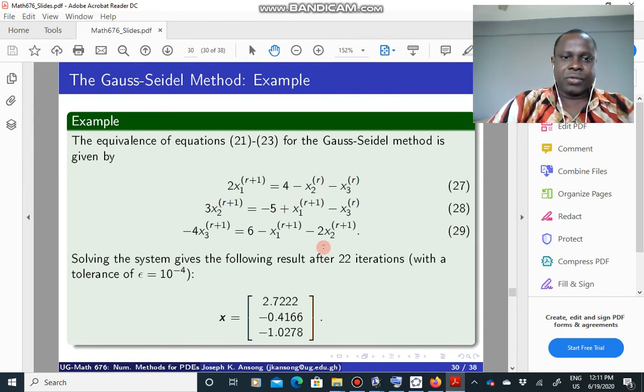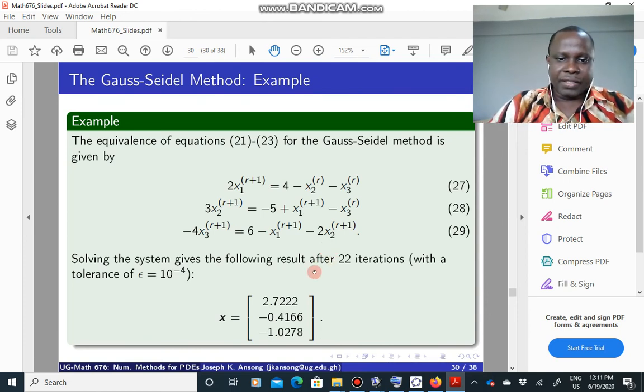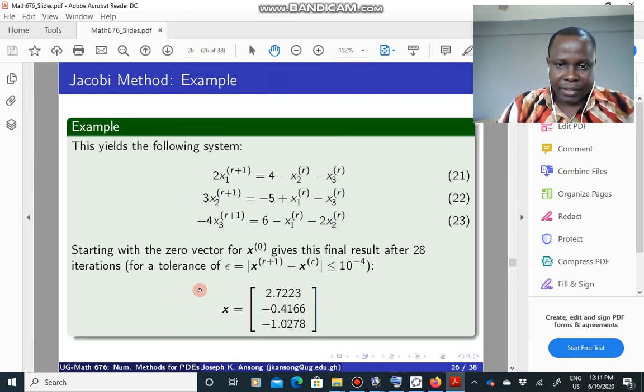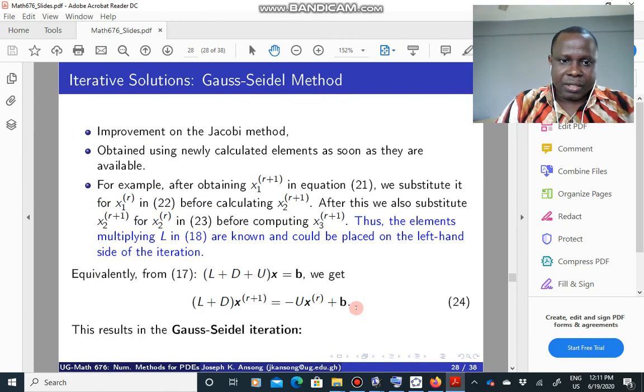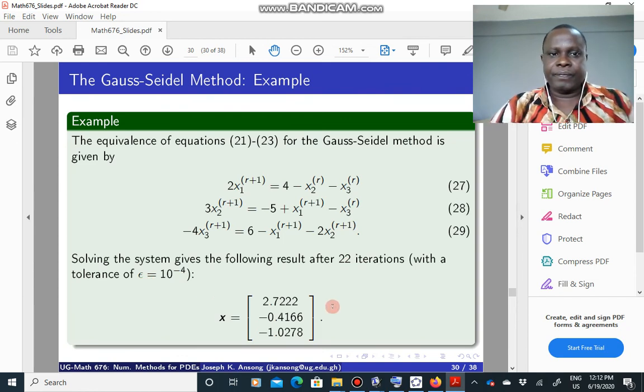Okay, so again, if you code this up and solve it, what you find is that after 22 iterations, you end up with the same solution, if you use the same tolerance. Okay, so in the previous one we had to do, let's see, 28 iterations before we end up with this solution. With the improved one, you do just 22 iterations with the tolerance of this before you get your final solution. Okay, so that's an improvement.